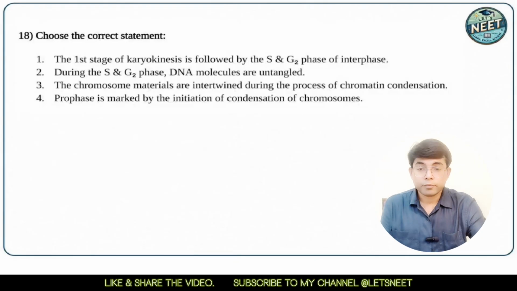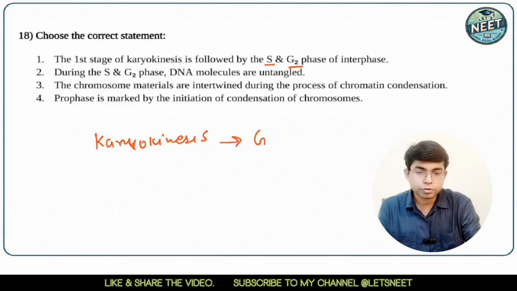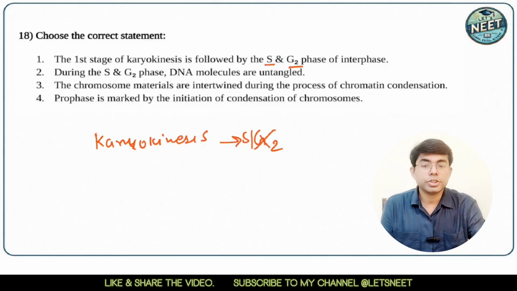Choose the correct statement. First stage of karyokinesis is followed by S and G2 phase. See, karyokinesis, is it followed by S and G2? The answer is no. It is written opposite. S and G2 is followed by the first phase of karyokinesis. So this is wrong. During S and G2 phase, DNA molecules are untangled. No, they are entangled. So this is also wrong.